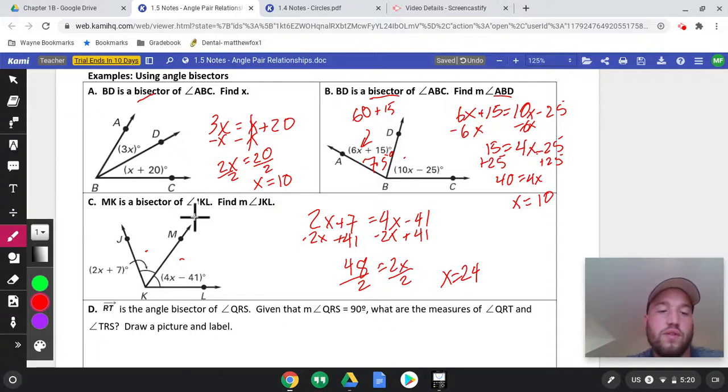Now all you'd have to do to find your answer for JKL, plug it into either side, and then we'll need both sides and add them together. Now we can choose either side to plug it into because we know they'll be the same. So if I plug it in right here, 2 times 24 is 48, plus 7 gives us 55. We know this one is 55, which if we add that together, that means the measure of angle JKL, 55 plus 55 equals 110 degrees.